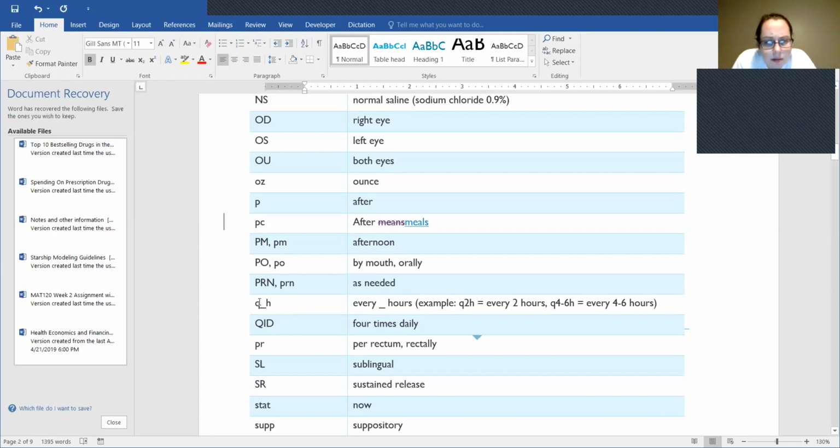Q and then a number H is every so many hours: Q2H, 6H, 8H, whatever. It's an alternate to the QD, QID, TID, BID sequence, but it is more specific as to when the drug is taken. In fact, these are used in all hospital situations where a patient is receiving drugs. They will receive them at standard times.